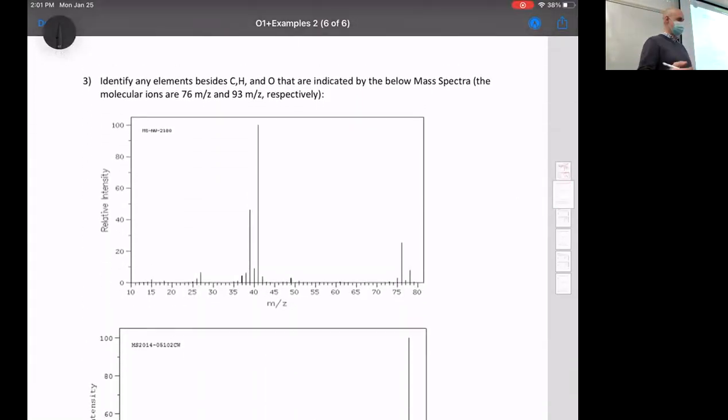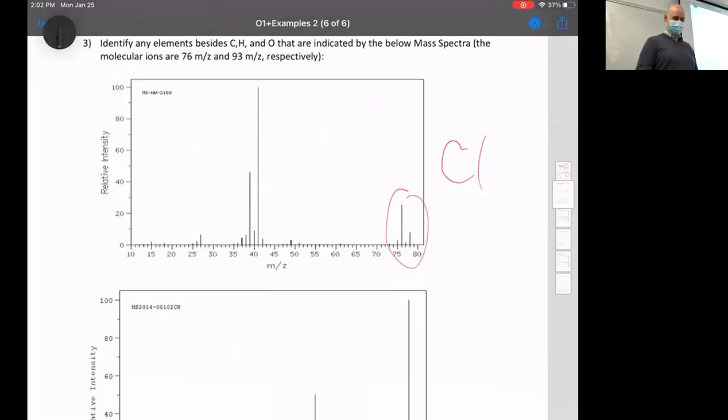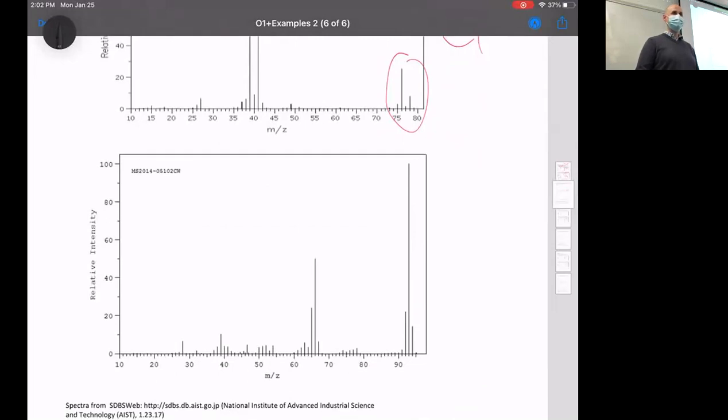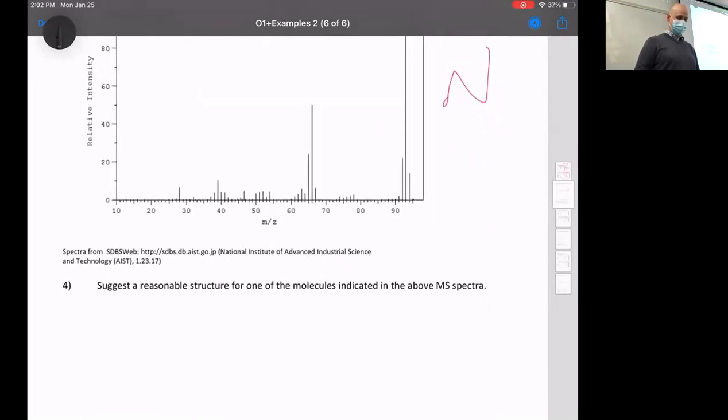So going through these, I know we're out of time. You looked at this one, 76, you see that n plus 2 is 1/3 the height. You would say to yourself, chlorine. This one has a mass of 93. You would say to yourself, nitrogen. And then the last question, draw a reasonable structure for one of those mass specs. So start with that number, subtract things out, get a molecular formula. I'll either ask you for a molecular formula or to draw a possible structure, and you could do that. Study, but you can do this, right? Two bite-sized chunks, IR, mass spec.